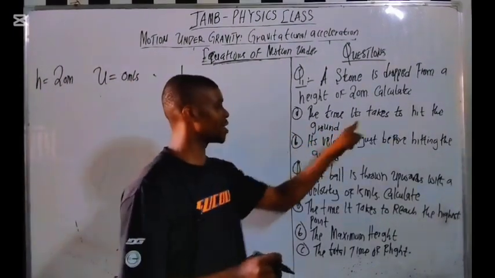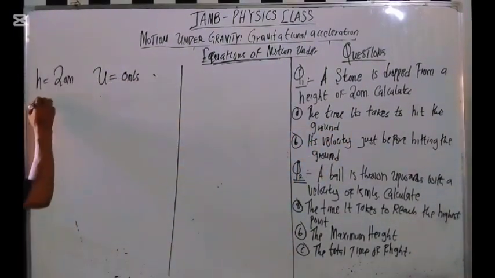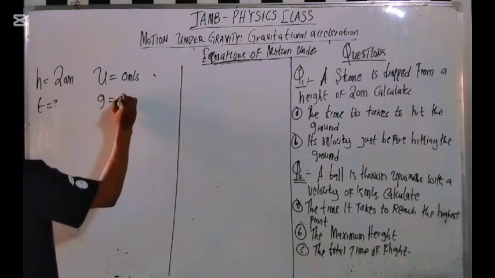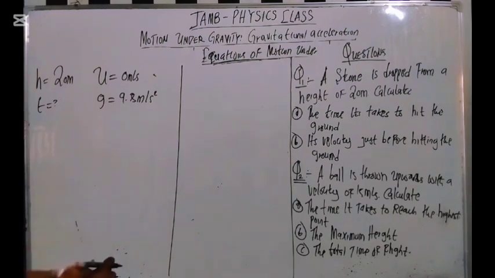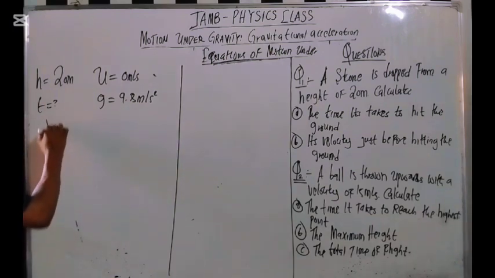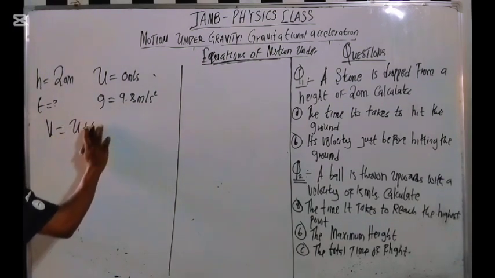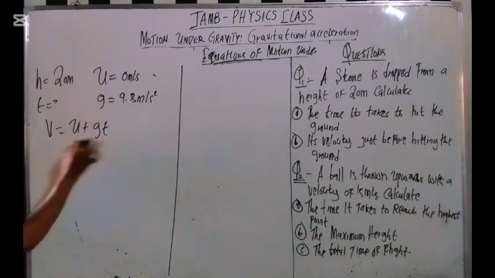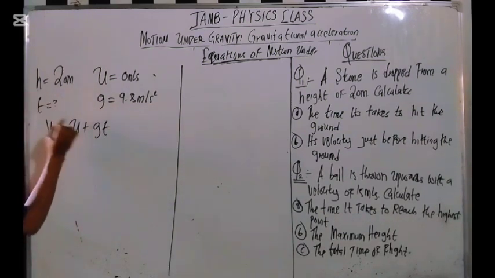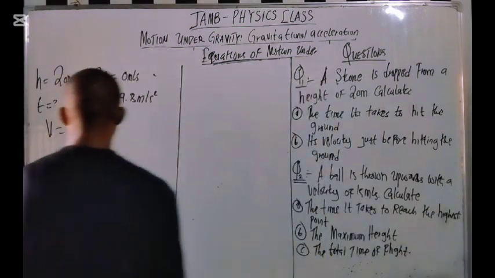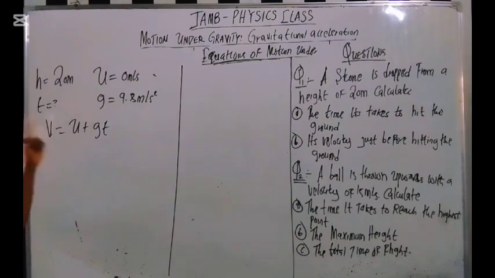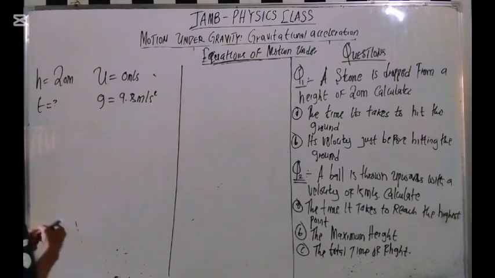So calculate the time it takes to hit the ground. Remember, g is equal to 9.8 meters per second squared. Which equation of motion are we using here? Let's check the first one, V equals U plus gt. We can't use this one because there is no height, and we don't know the final velocity, so this one is out.